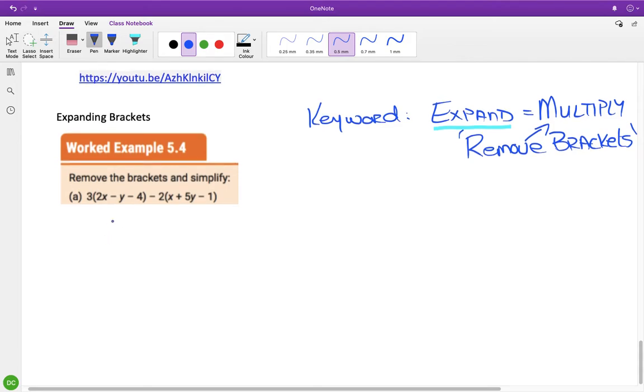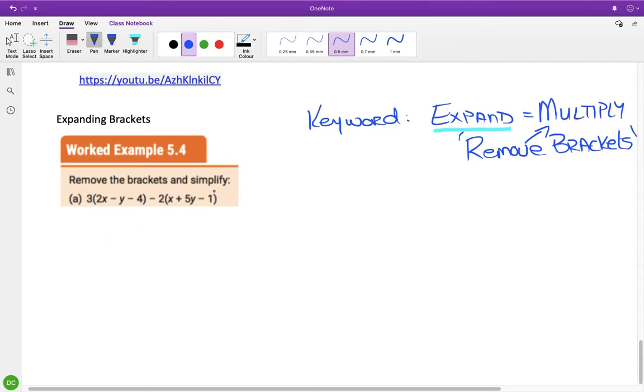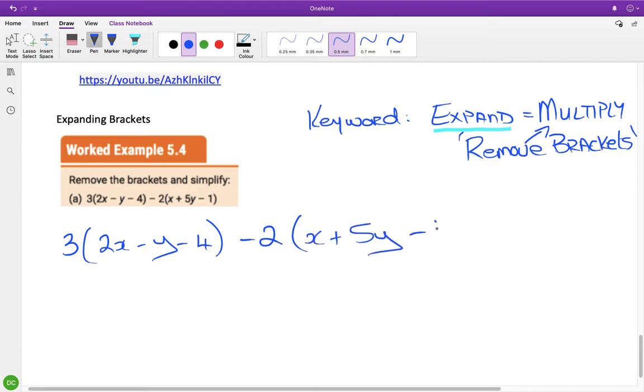Okay, so here we have remove the brackets and then simplify. And we already know how to simplify. So we have 3(2x - y - 4) - 2(x + 5y - 1). What we have to do here is multiply this 3 by this bracket. The brackets mean multiply, so it's 3 multiplied by the stuff in the bracket. That's how you read that.